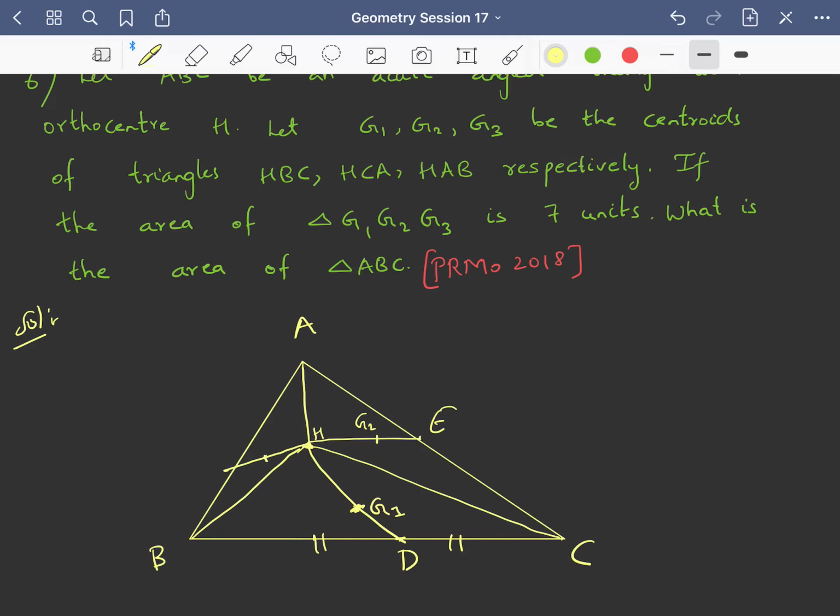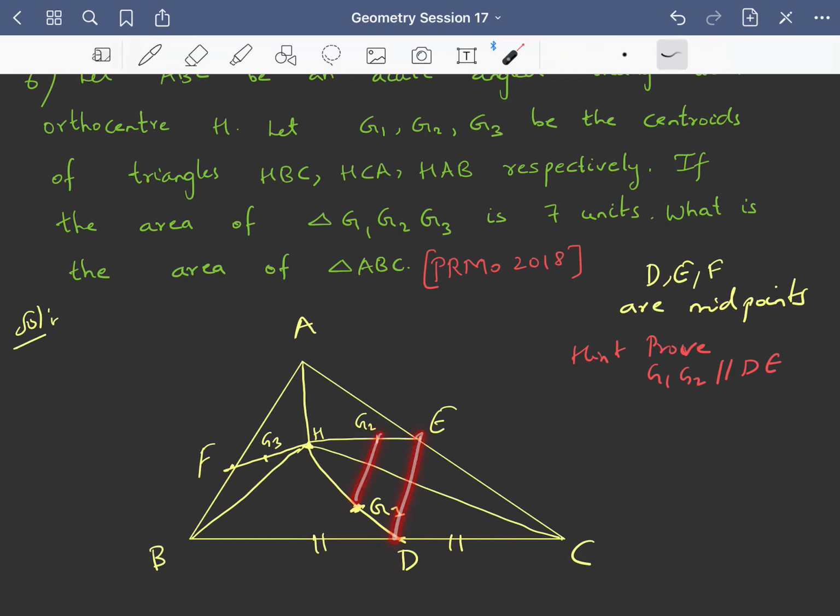See, this is G3 and this is F. So clearly D, E, F are midpoints of the sides. Now first hint, prove that G1G2 is parallel to DE.